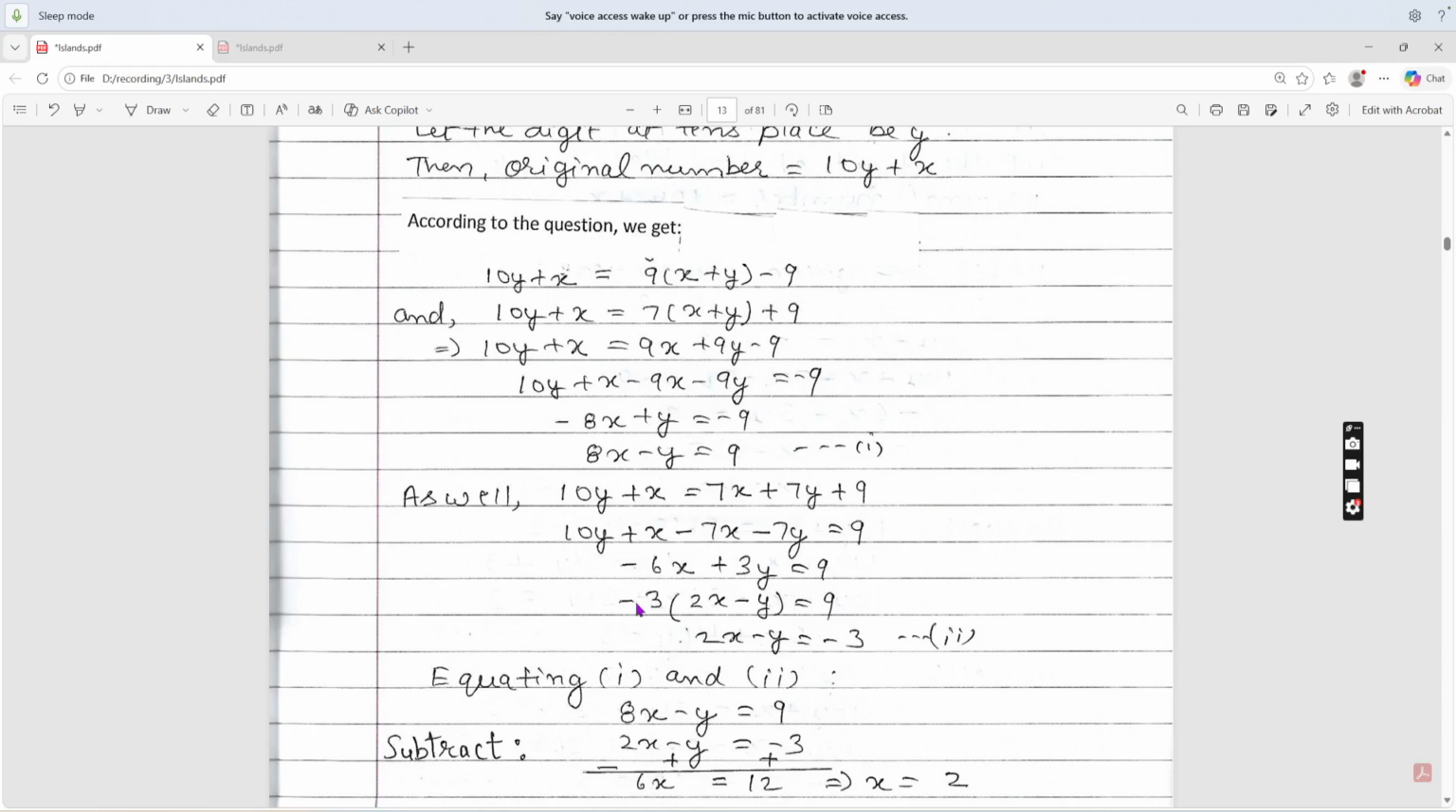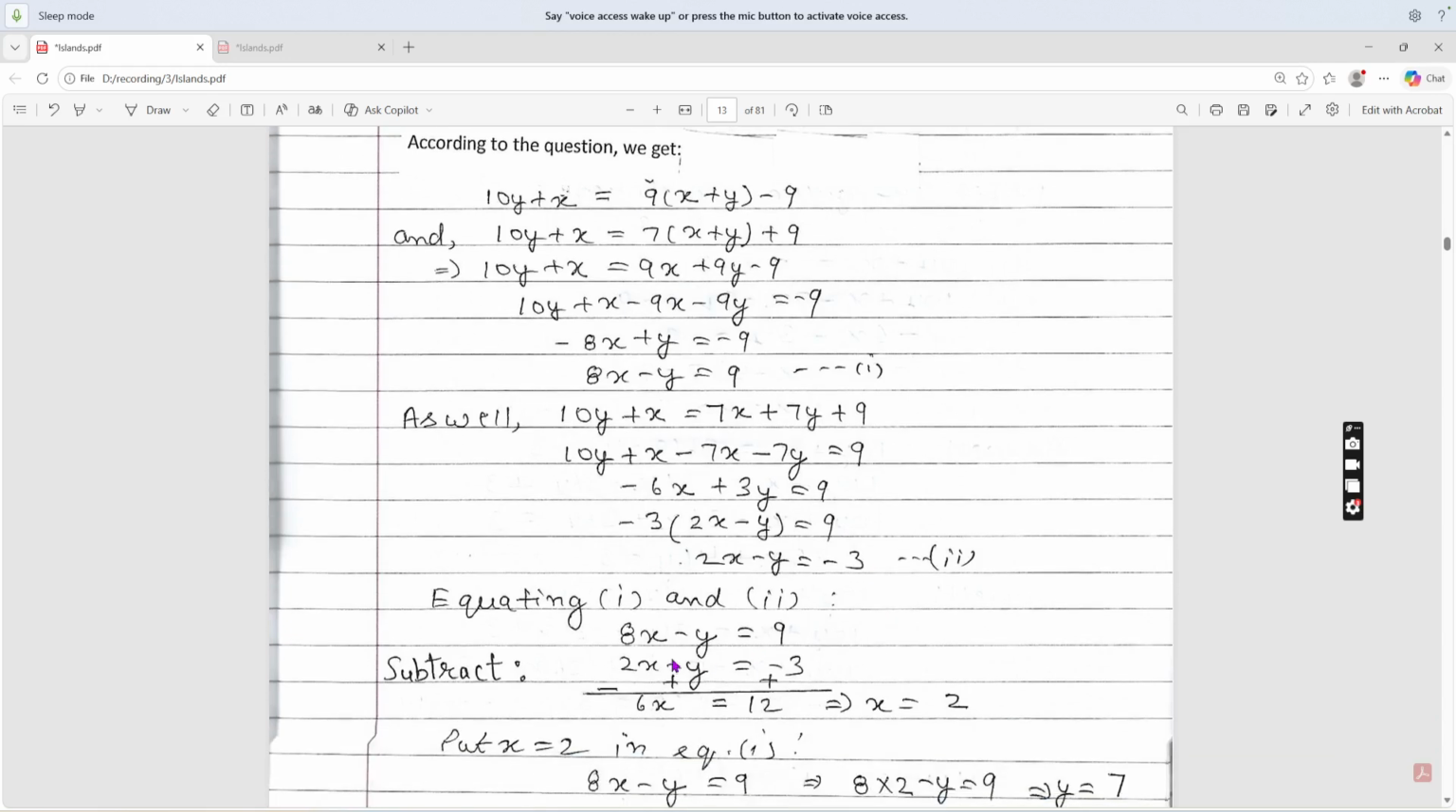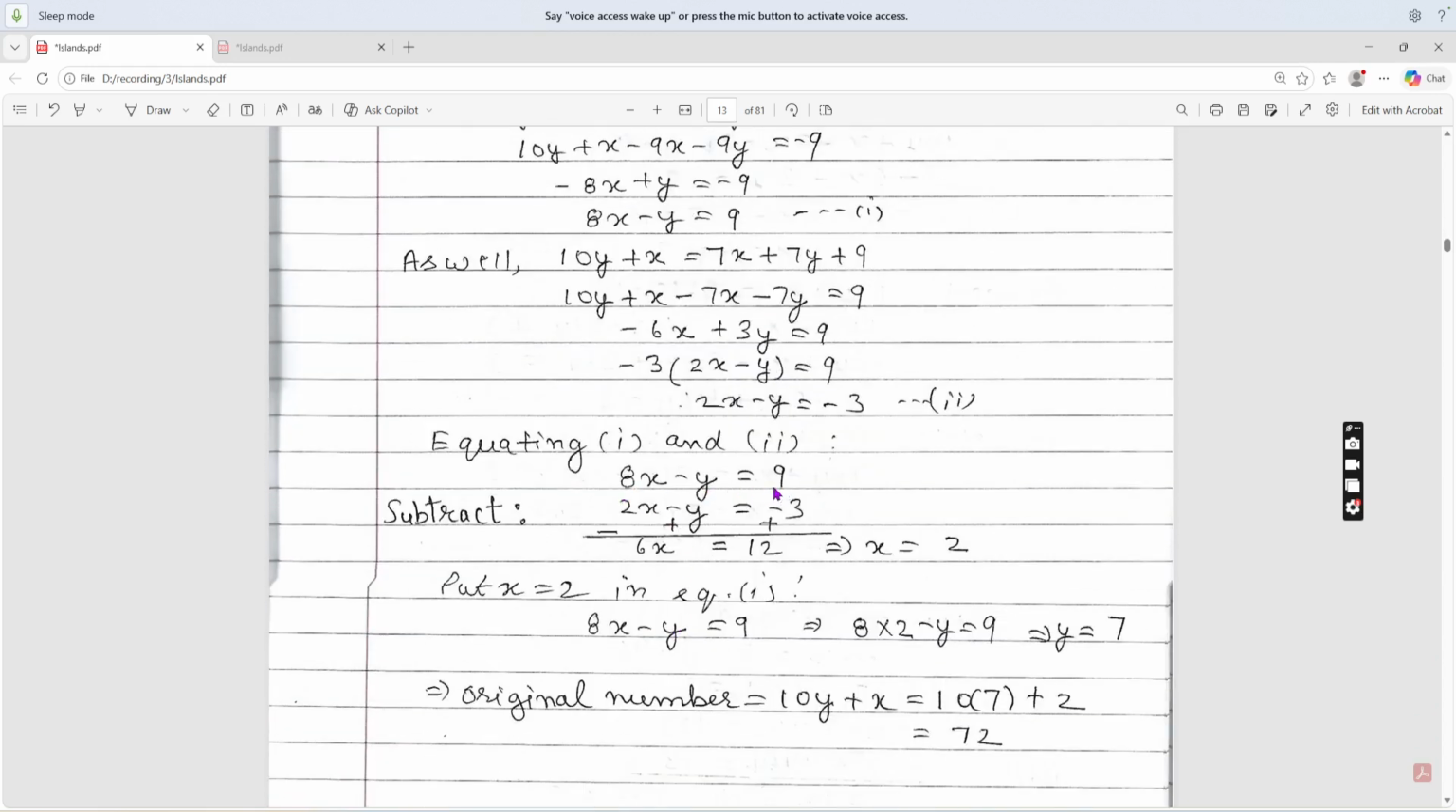Now we are going to take minus 3 common. So minus 3 into 2 is minus 6 and minus 3 into minus 1 is plus 3, is equal to 9. So we are getting 2x minus y is equal to 9 upon minus 3, and 9 upon minus 3 is minus 3. Now we are equating equation 1 and equation 2. This is equation 1: 8x minus y is equal to 9, and the second equation is 2x minus y is equal to minus 3. Just see, 8x minus y is equal to 9 and 2x minus y is equal to minus 3.